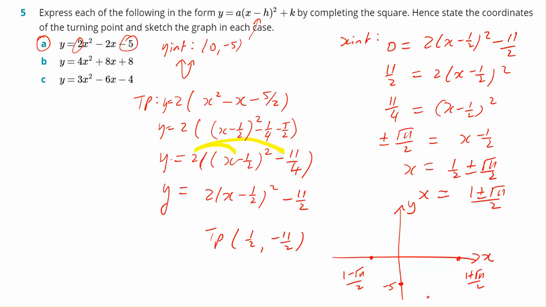The turning point will be slightly lower, so it'll be at positive half, -11/2. So all I need to do now is draw the graph, and you've got to try to make sure it's roughly symmetrical. So we're done. I've got my x-intercepts, my y-intercept, and my turning point, and the graph is roughly proportional. So we are happy.